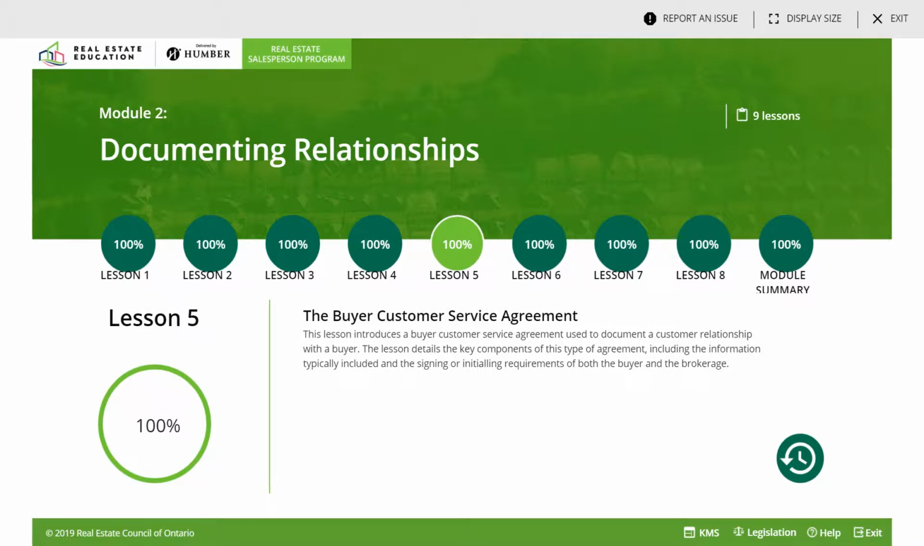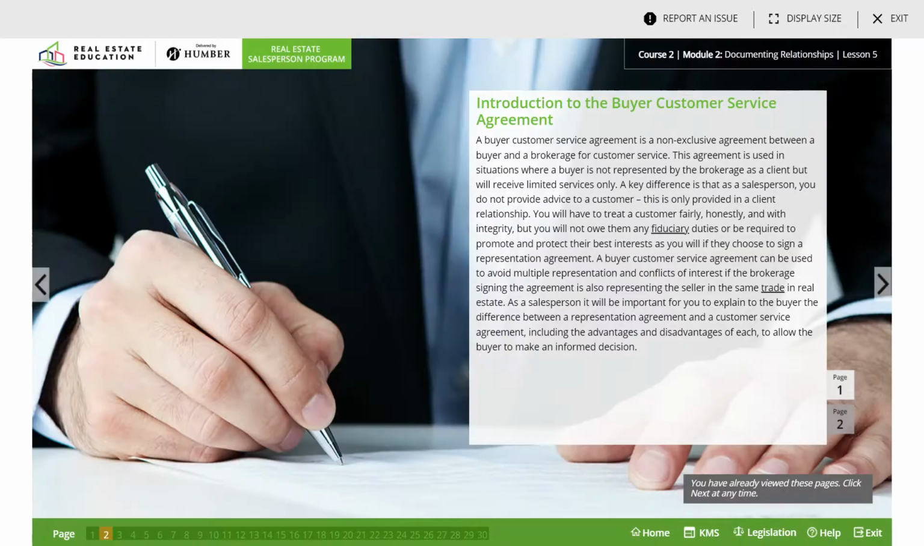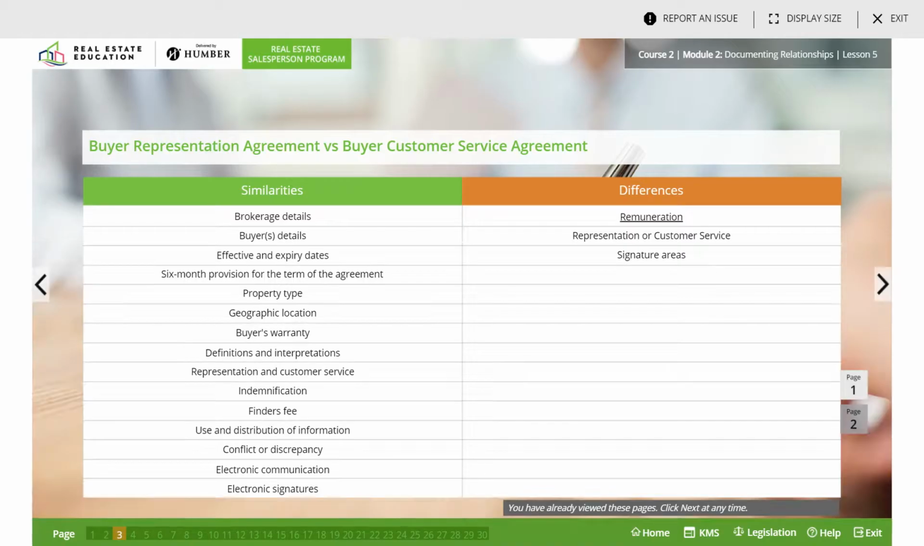It's the buyer customer service agreement. It's almost gonna be the same thing. I'm not going to read all of this. Maybe we can skim through it. Let's see what they say. Blah blah blah. That's fine. Buyer representation agreement versus buyer customer service. Oh, this is really nice.